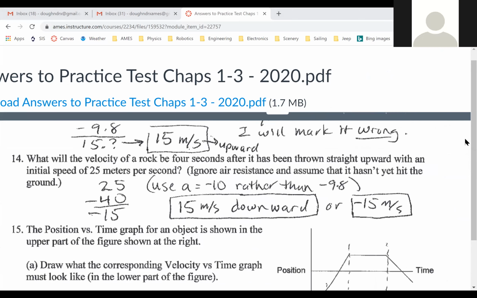So the question says 4 seconds. Oops, why is it doing that? Hang on. Okay, let's switch to a different color. So the question says we want to know what the velocity is going to be like 4 seconds after it's been thrown. Okay, right? So if it initially, let me open up a whiteboard here.